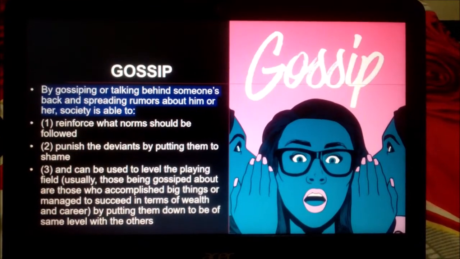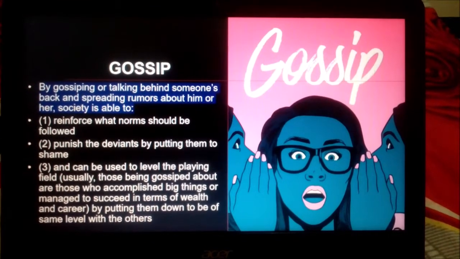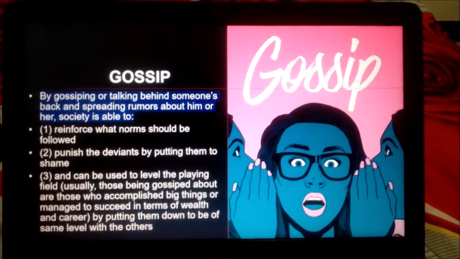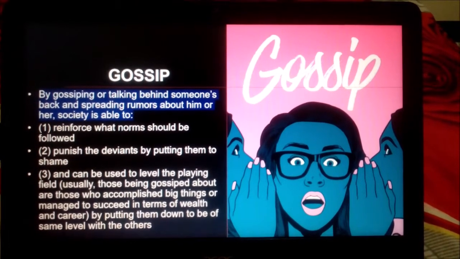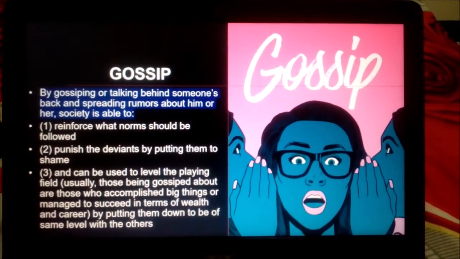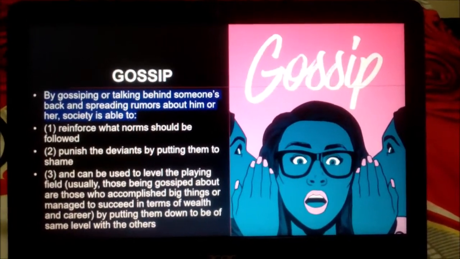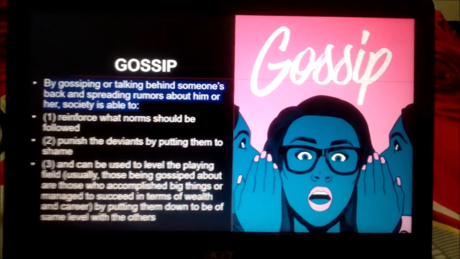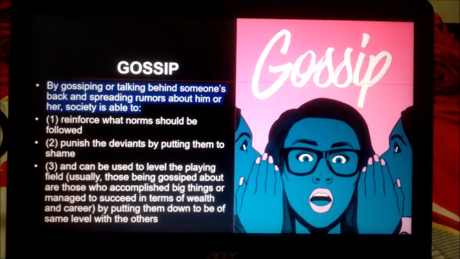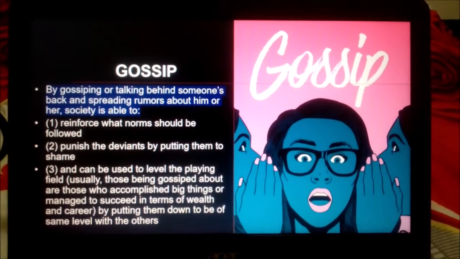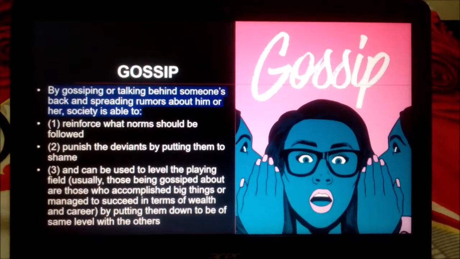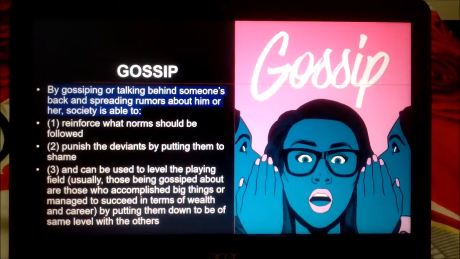And third, they will find it hard to manage their wealth and career because they are being put down to be of the same level as others, since they are being gossiped about. Gossip can be negative or positive, but it is more on the negative, because it hurts a person's status. So, that's gossip. It's more on being labeled as deviant in the society.